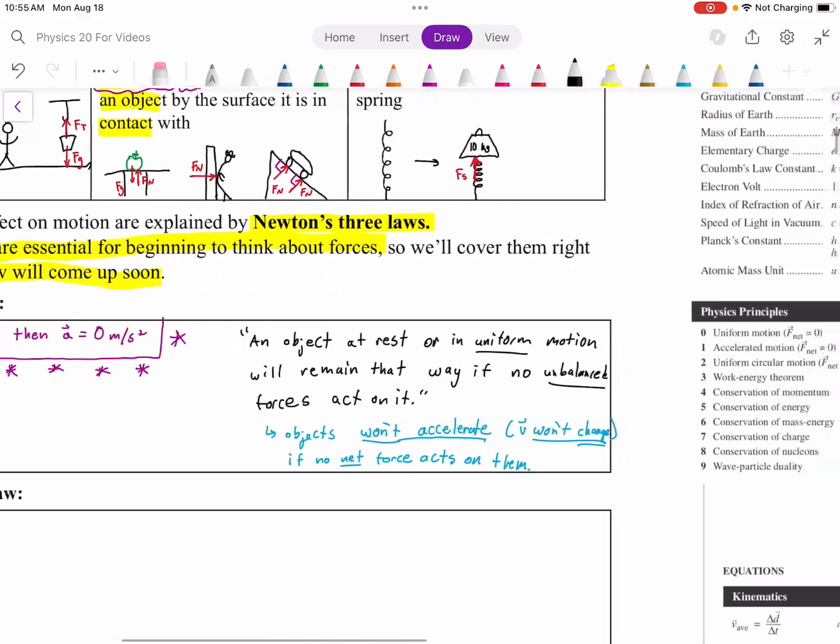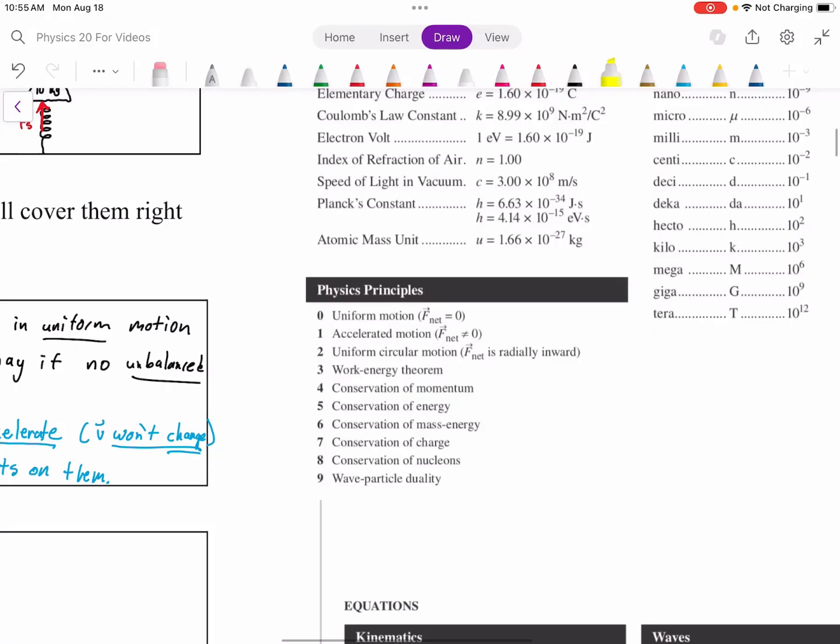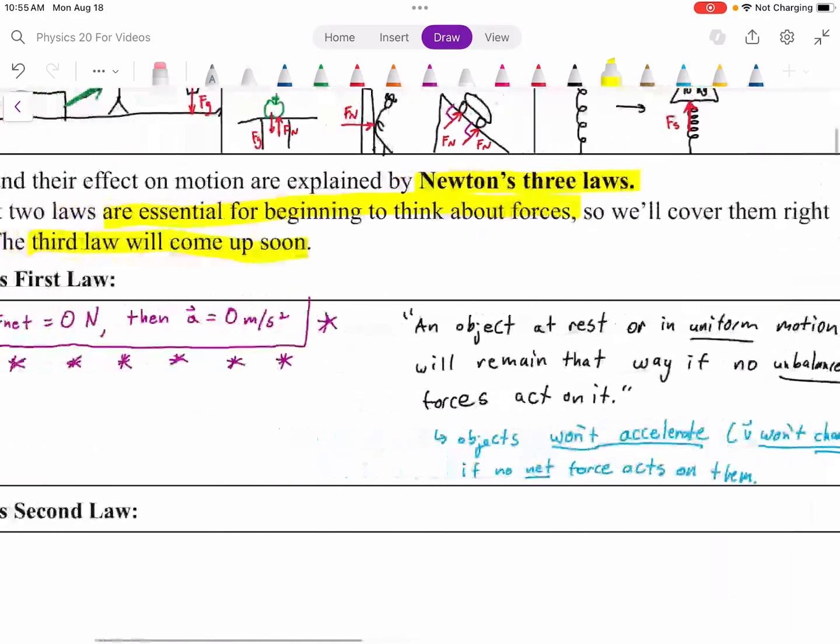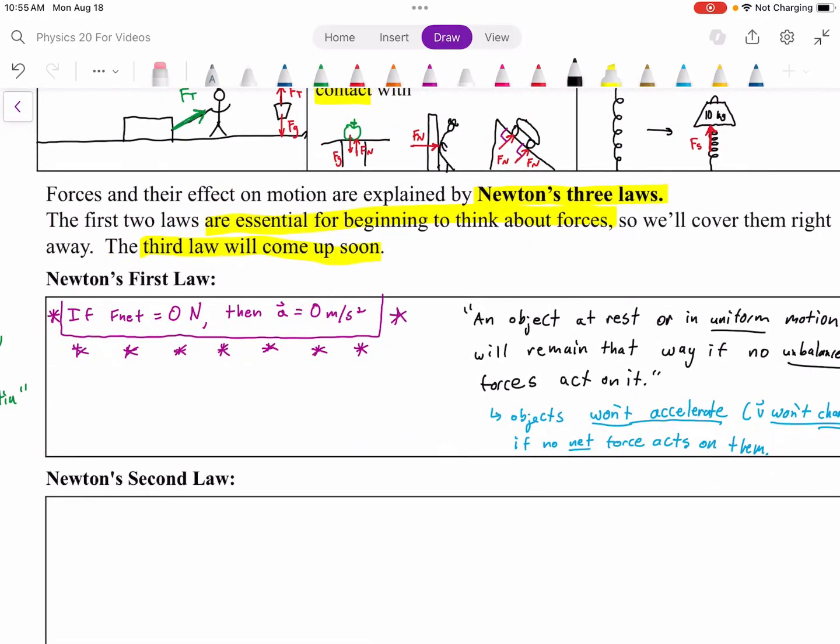So if you take a look on the back of your formula sheet, you will see physics principle 0 for uniform motion. And notice it's talking about when the net force is 0. In physics, this is always my advice to students: you start with very simple ideas and then you break them down and get more specific to the situation you're dealing with. If you're dealing with a situation where you know that the object is not accelerating, it might be moving, but it's not changing how it's moving, then you know that the net force acting on it is 0.